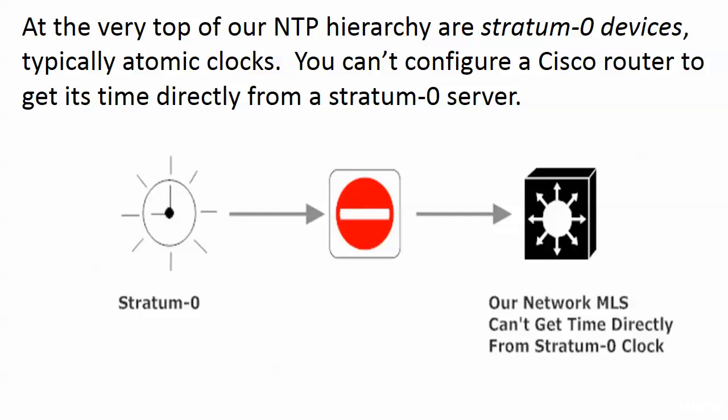Now, NTP is set up as a hierarchy. It's really a pyramid, and somebody's got to be at the top of the pyramid. And those are our stratum 0 devices. Now, it sounds like something radioactive, but it simply means these are the devices at the top of the hierarchy, because the number in stratum 0 refers to the number of hops or layers away from the top a particular device is. And if it's stratum 0, it's 0 hops away from the top. It is the top. These are typically atomic clocks. And you cannot configure a Cisco router or device to get its time directly from a stratum 0 server.